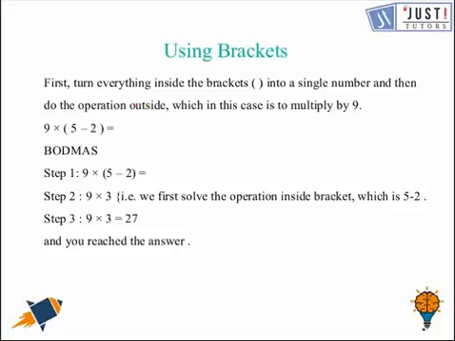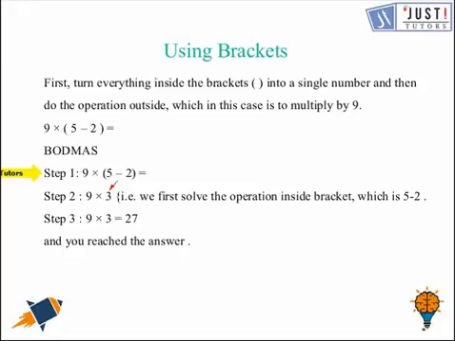Let's begin to work more with using brackets. The first thing to remember is that in an equation, if you see brackets, the first thing that you do is you turn everything inside the bracket into a single number, and then we do the operation outside that bracket. Let's see what happens if you're multiplying this with 9. So 9 times 5 take away 2, and here, because in brackets is 5 take away 2, we first solve 5 take away 2, which is 3.